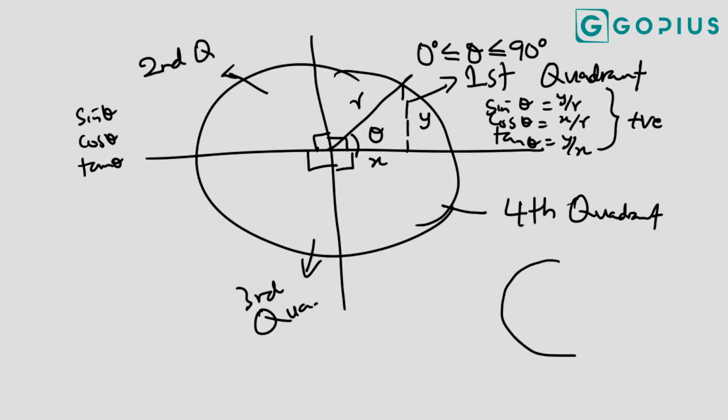Permit me to draw another circle here and start fixing that up. So in the first quadrant here, we have what is called A. A means all the trigonometric ratios are positive in the first quadrant.